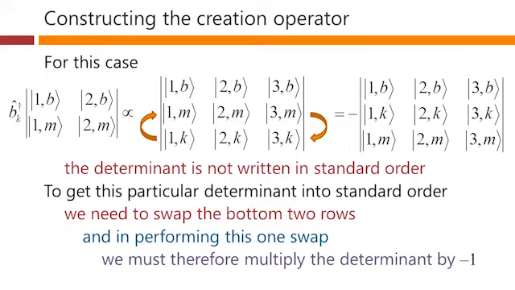So we act with this operator BK dagger on this state. We say it adds a row on the bottom and a column on the right, and the row on the bottom has the K's in it. And then we have to swap these two rows to get the determinant into standard order. So here's the determinant in standard order, but we've acquired a minus sign because we swapped these rows.